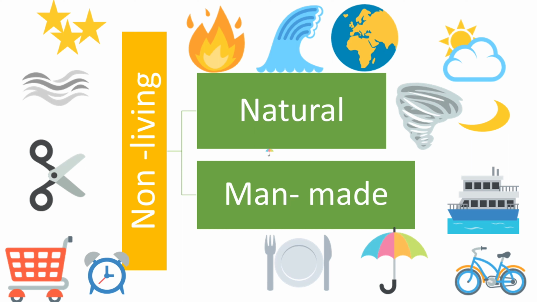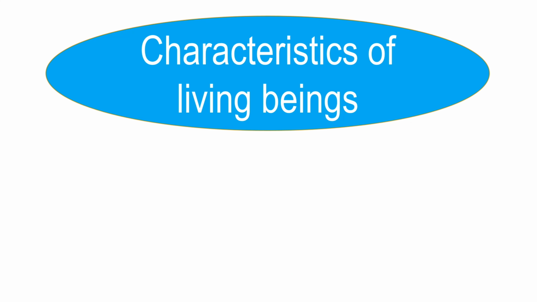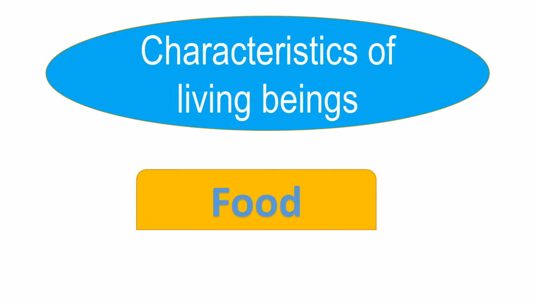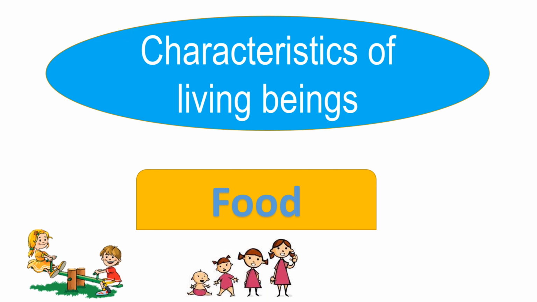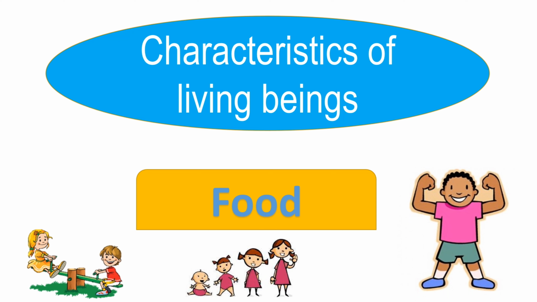But how do we tell what is a living thing or a non-living thing? For that, let us take a look at different characteristics of living things, which will help us to identify living and non-living things easily. The first one is that all living beings need food to live. Food gives us energy to work and play. It helps us to grow and also stay fit.